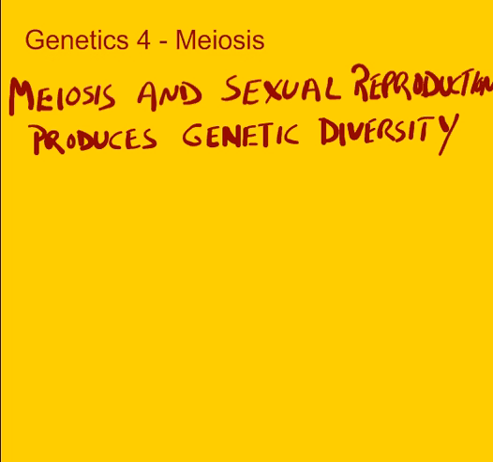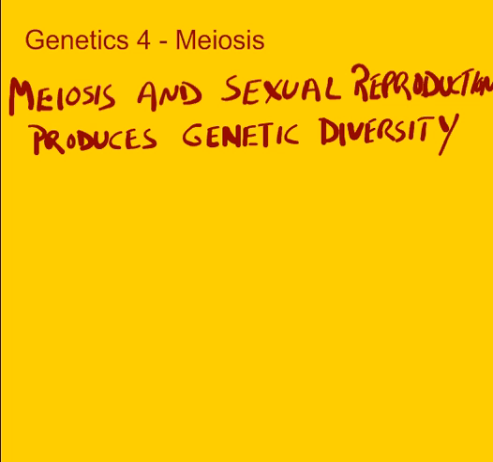An important thing to understand here is that meiosis and sexual reproduction produces genetic diversity. In asexual reproduction, the offspring are clones of the parent. In sexual reproduction, you get new combinations of DNA through genetic recombination and the segregation of alleles.